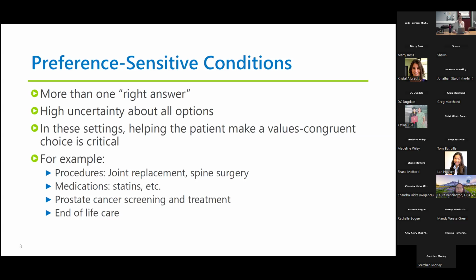Here are some examples of preference-sensitive conditions. Think about joint replacement, spine surgery, medication. Statins is one, diabetes medication is another. There's more than one option, but it's an individual choice about what's right for them. Prostate cancer screening and treatment is one, and then end-of-life care. Do you prefer life-sustaining treatment or hospice? Those are just some examples. So next slide.